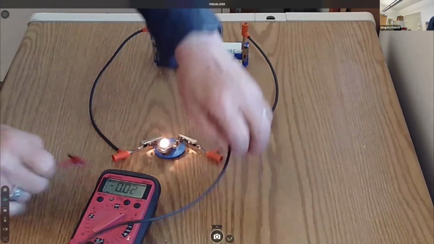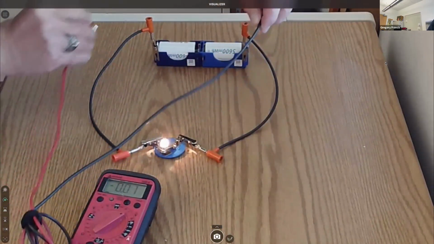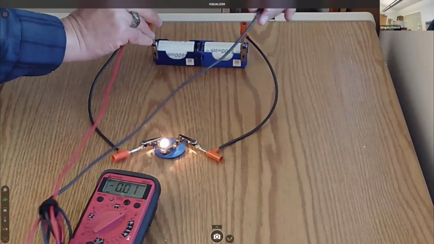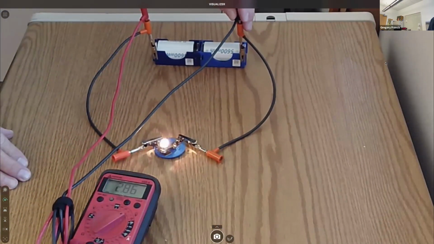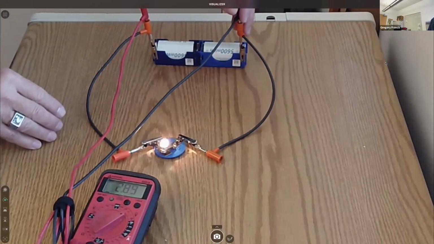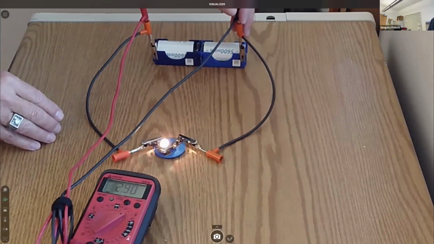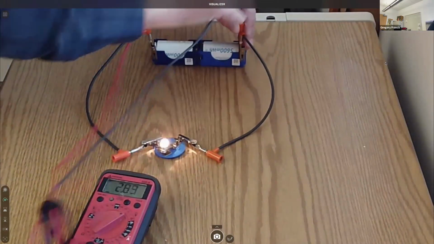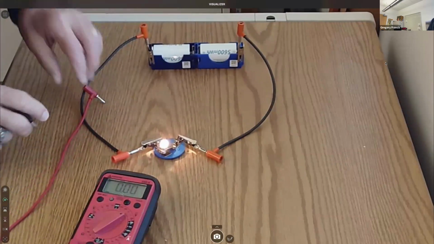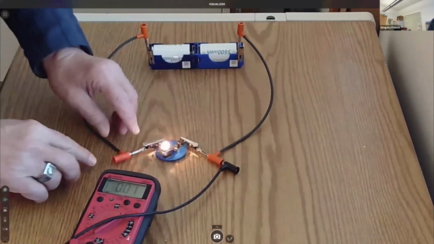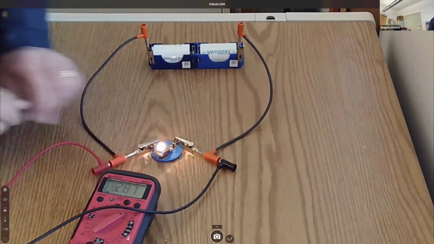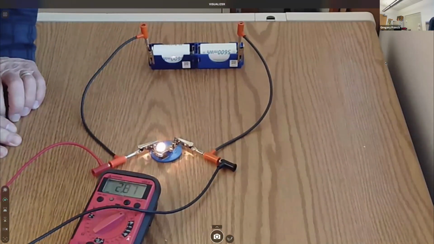Now, if I measure the voltage across the battery by putting the leads in here, you see that we get, looks like it's around 2.89, 2.9. Okay. Now, if we measure across the bulb, what we get is 2.87. So pretty much the same.